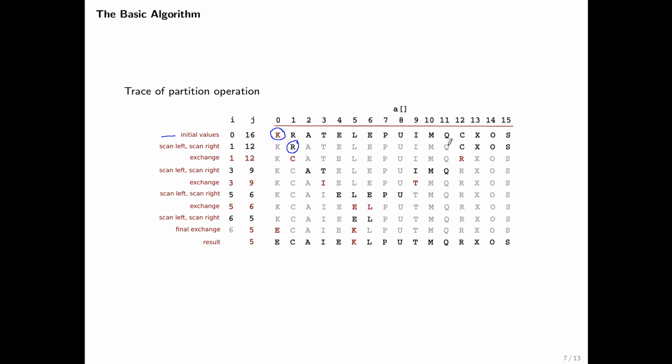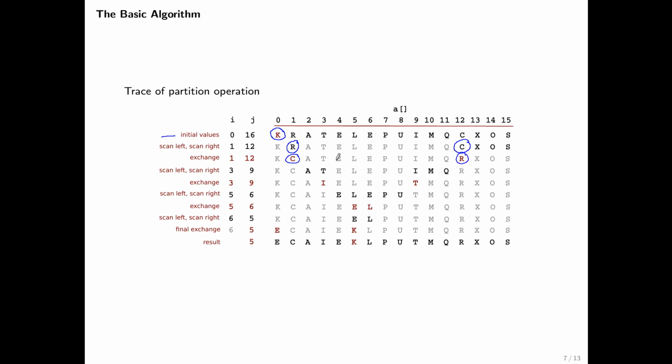Then what we do is we scan from the right, looking for an element that is less than the pivot. S is greater than the pivot, O is greater, X is greater. When we come to C, we realize that it is smaller than the pivot, so we stop that scan from the right. What are the values of i and j at this point? i is 1, j is 12. And what do we do? Simply exchange their values. So that's how that C comes here and this R goes there. And then we continue.